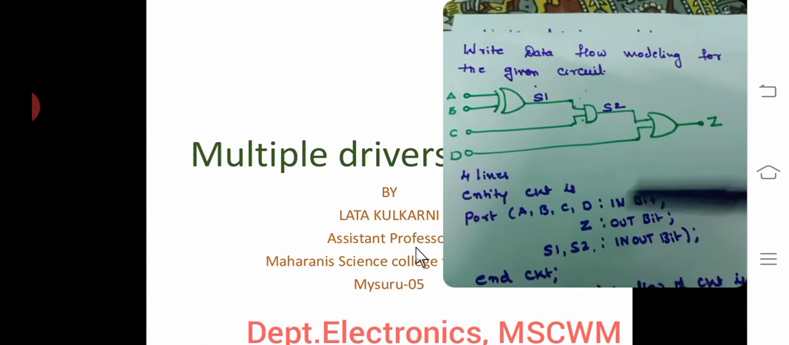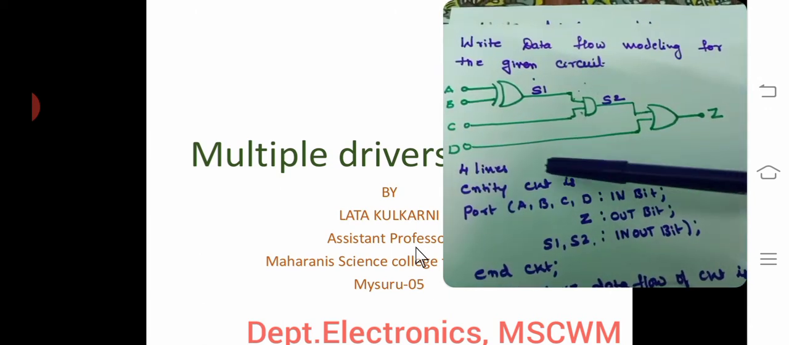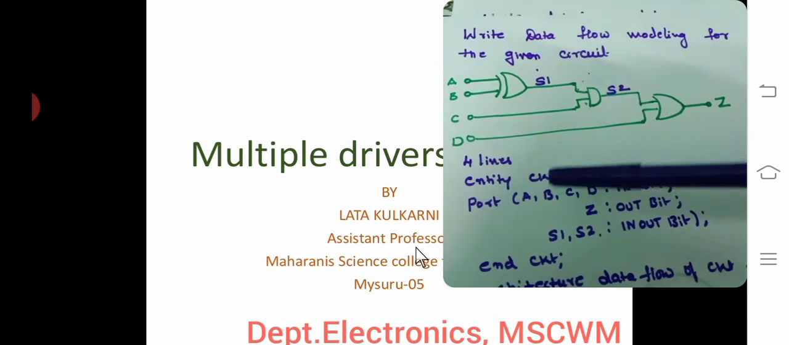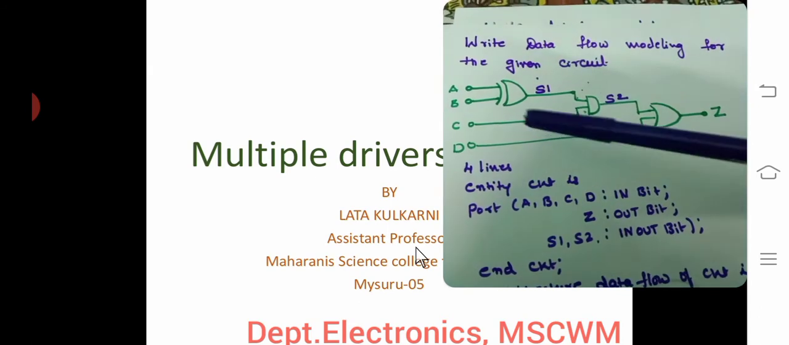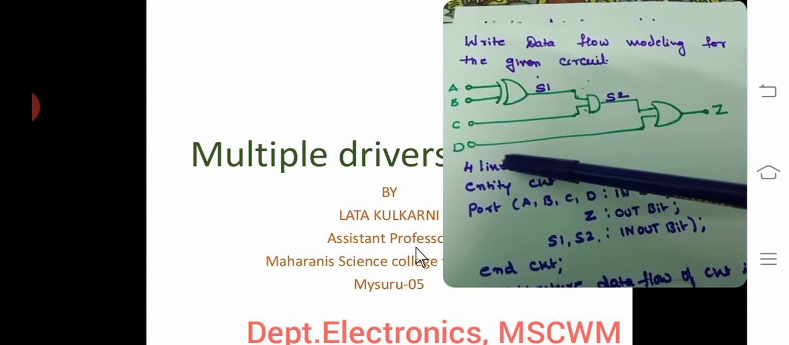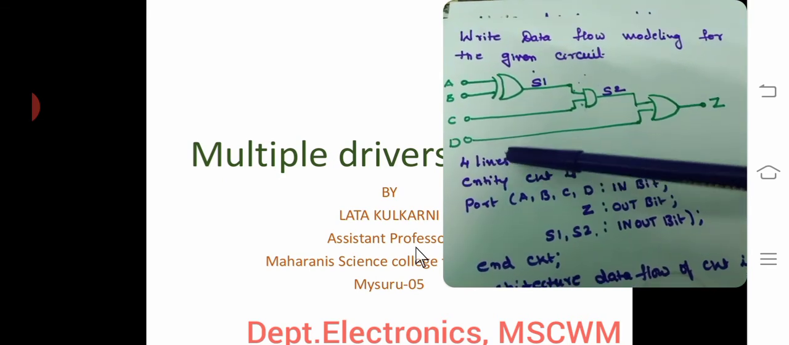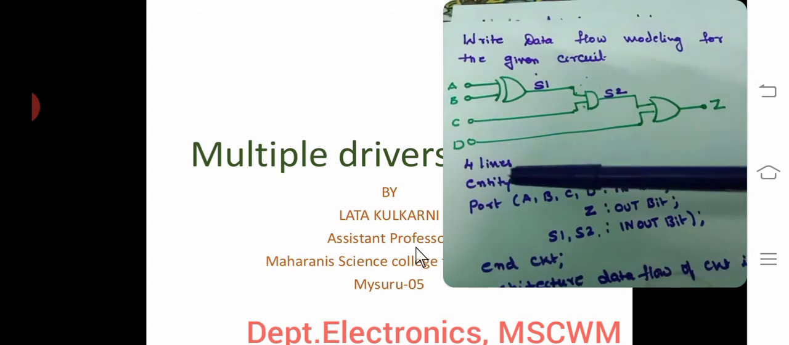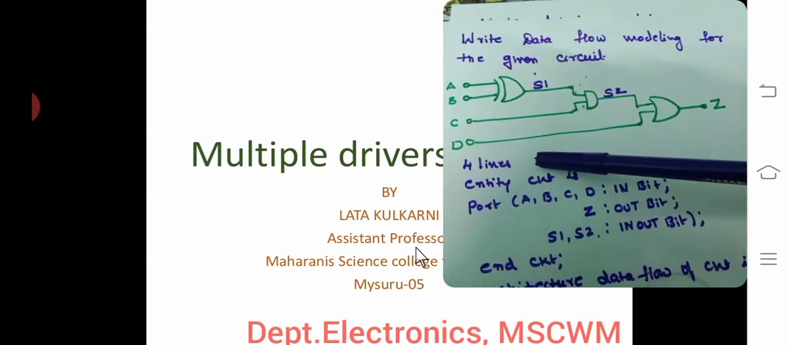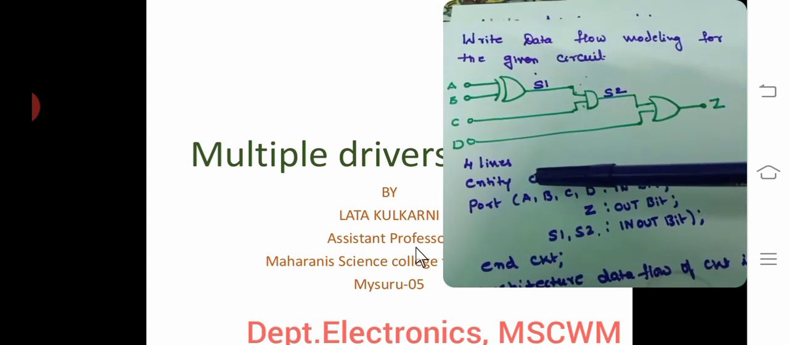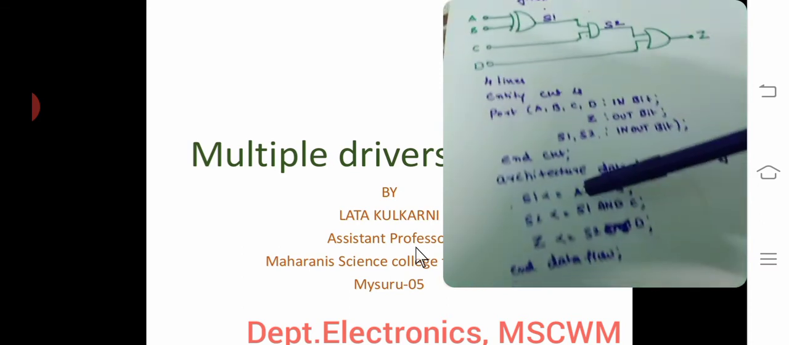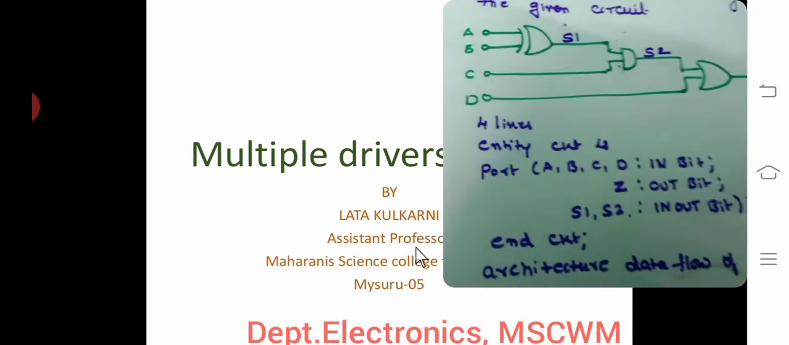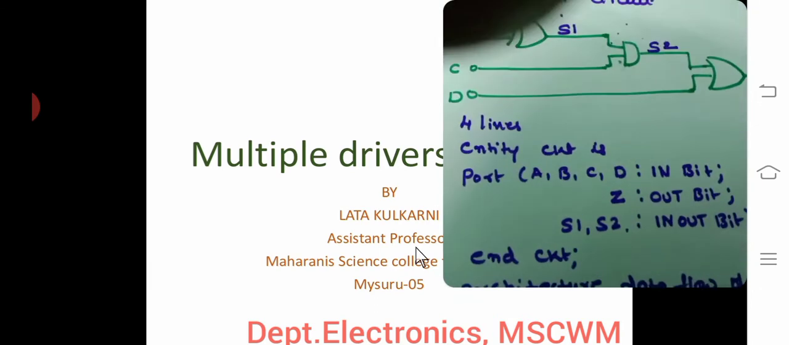So what do we have to write? Once again we follow the same rules to write the program. First you are going to write the 4 lines. What are those 4 lines? That is the IEEE library, arithmetic, dot all. These 4 lines you should write first, and next you write the entity part, and next the architecture part. Let us see first how to write the entity part.